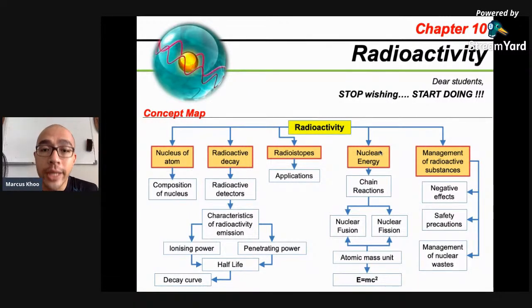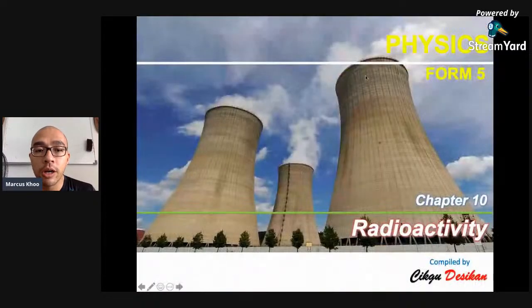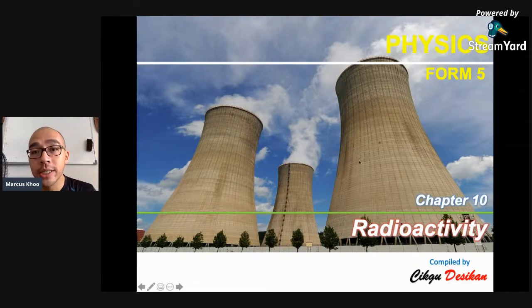So today, we're going to be talking about a very important use of nuclear energy. We're going to talk about this thing. This is a pretty famous picture. If you see these towers, this is what we call a cooling tower, and it usually is very highly associated with this thing that is called a nuclear reactor.